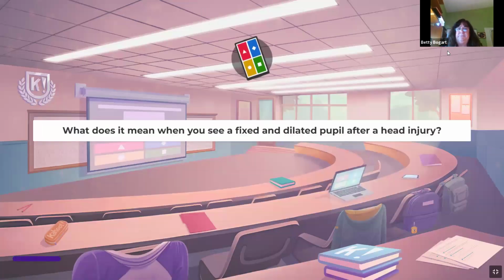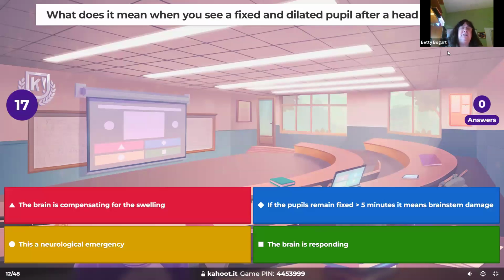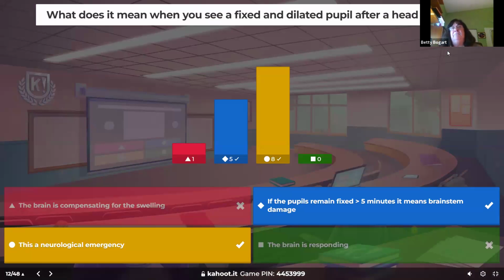What does it mean when you see a fixed and dilated pupil after a head injury? I think one of the first things as medical professionals we do when we know a child has fallen off or out of a balcony, or we know that they have a head injury, we always look at the pupils. And pupils will tell us, is there any neurological damage in there? If it's fixed and dilated, you've got brainstem injury going on and it needs immediate attention. That usually will mean many of these children are going to have a decreased quality of life from now on.